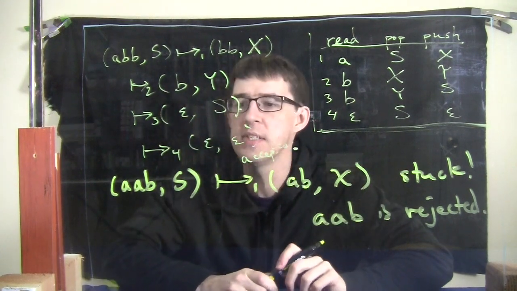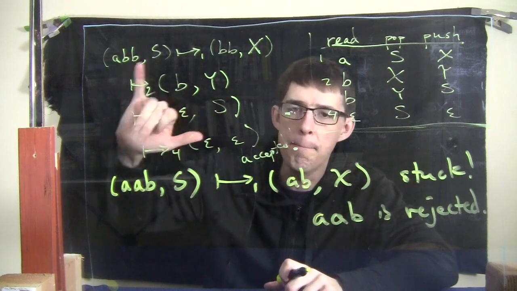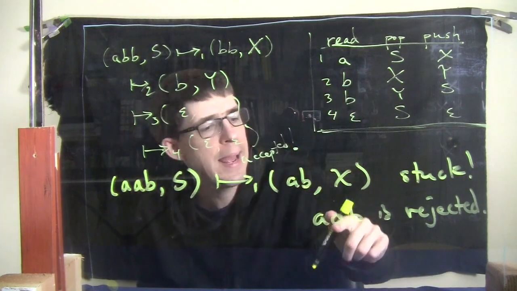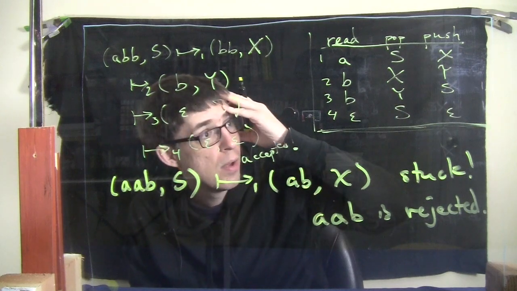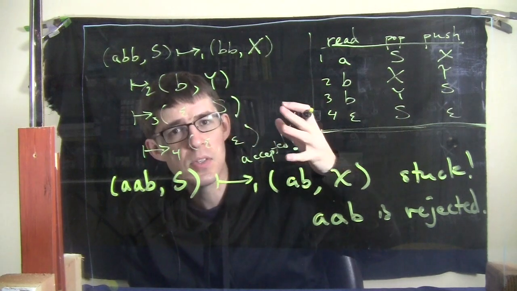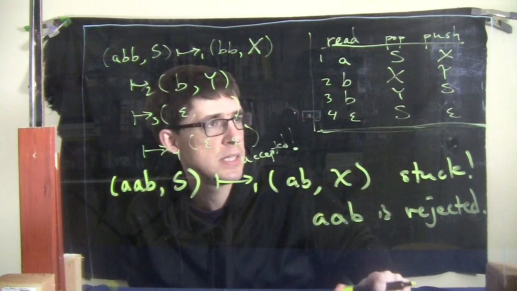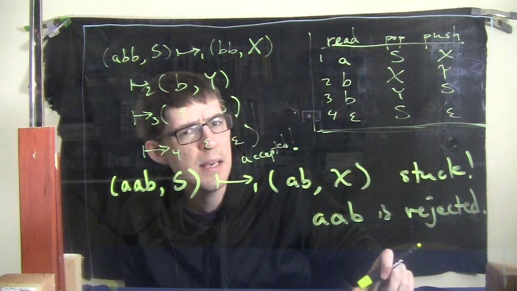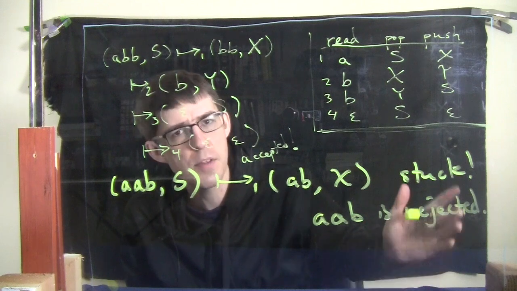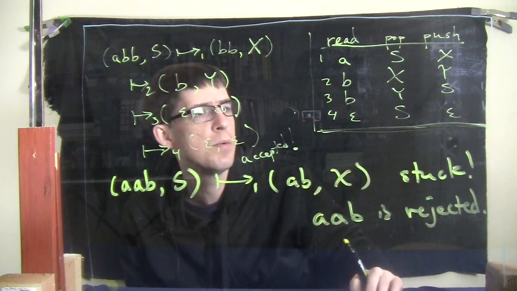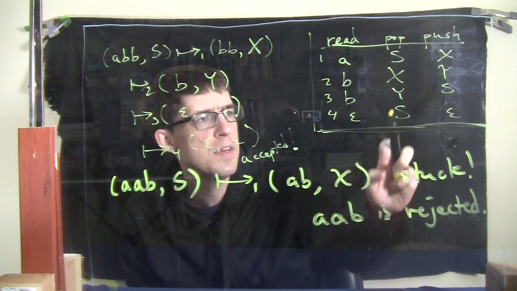Okay, so in this example, ABB was accepted. AAB is rejected. Is there any way we could think about what kinds of things are accepted by this stack machine? In most examples, it's actually not very easy to see. I think the one that we did first a few minutes ago was a little easier than this.